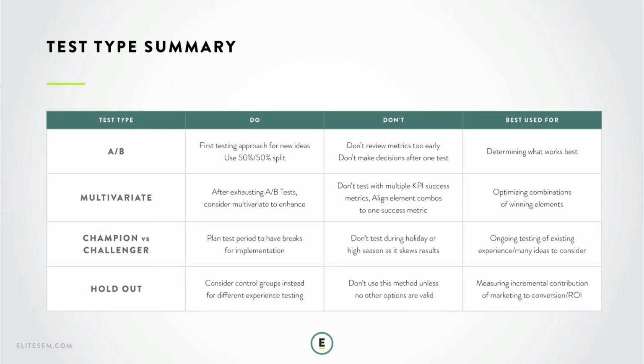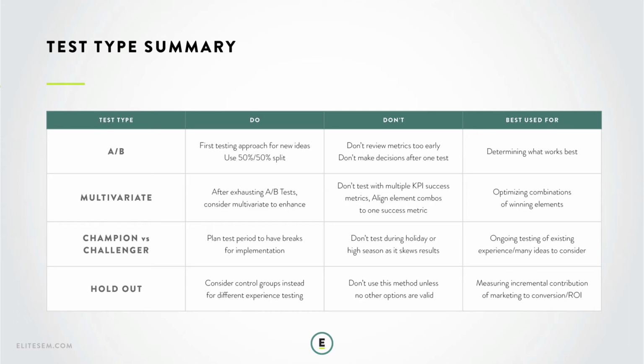And then what it's best used for: determining what works best. Does A work best? Does B work best? Multivariate, same thing. After all of the A/B tests are done, this is where you want to have combinations of things. So if you know white text works better than blue text and a green background works better than a red background, combine those and test against the current champion. Champion versus challenger, as you saw.